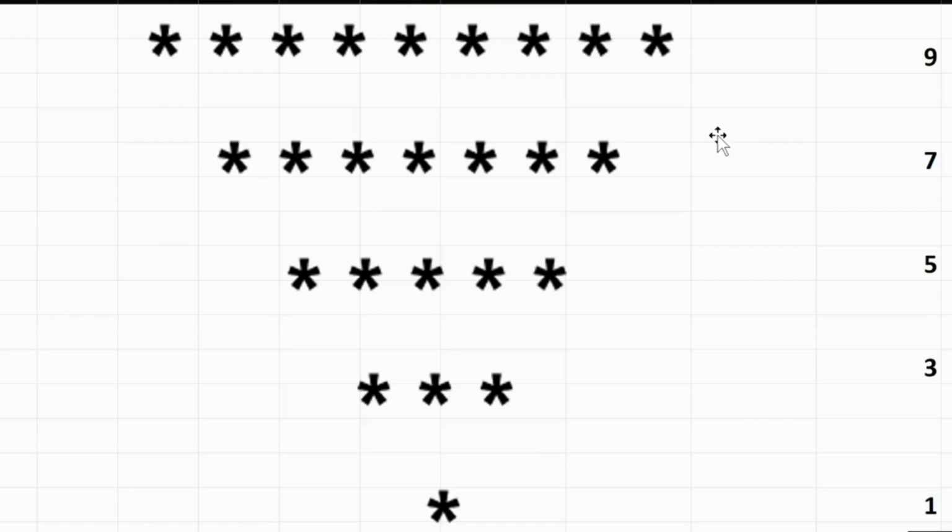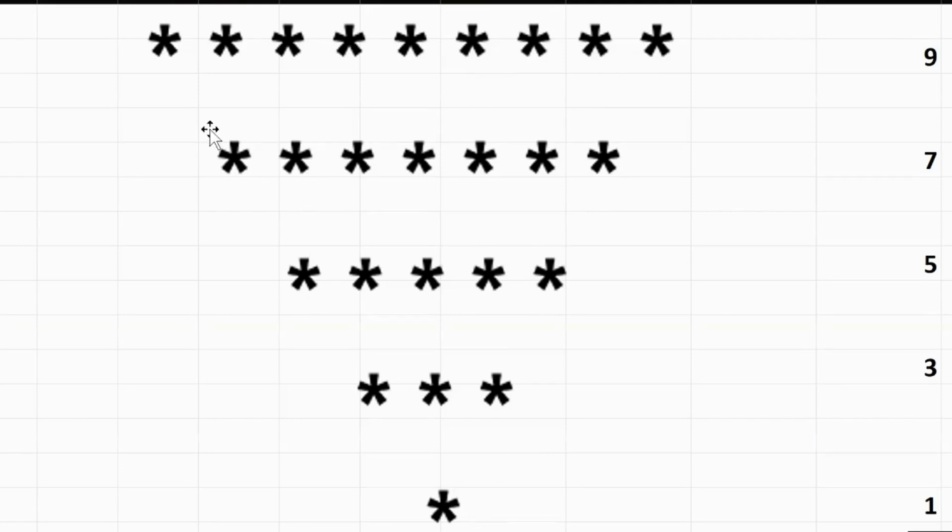So when the number of rows is 5, the maximum number of columns is 1, 2, 3, 4, 5, 6, 7, 8, and 9. So 9 columns should be there. And our first row has the maximum number of columns. Then the number of columns printed keeps reducing.